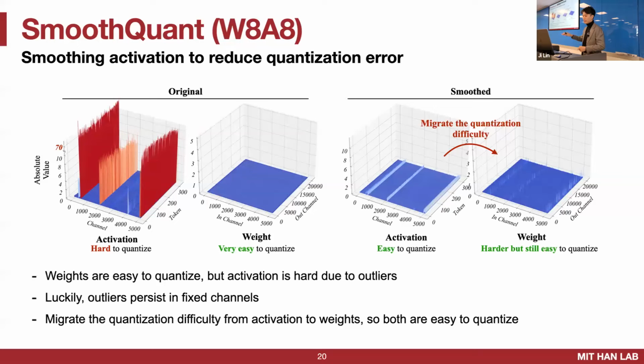As you can see, after this transform, the outliers originally in the activation are flattened out by a lot. At the same time, because we multiply a large number to the weights, we introduce some outliers in the weights. But because originally the weight is super easy to quantize, even by introducing some difficulty, it can still be safely quantized to 8 bits. So essentially, we are trying to migrate part of the quantization difficulty from activation to weights, so that both of them can be safely quantized to 8 bits.